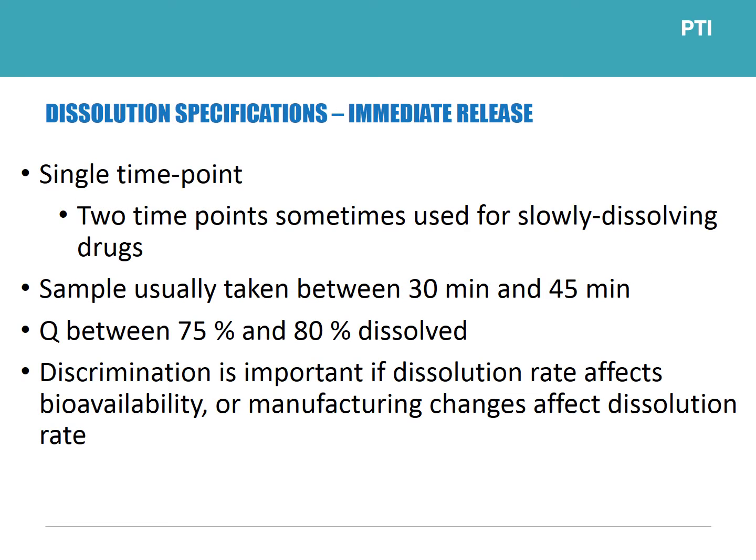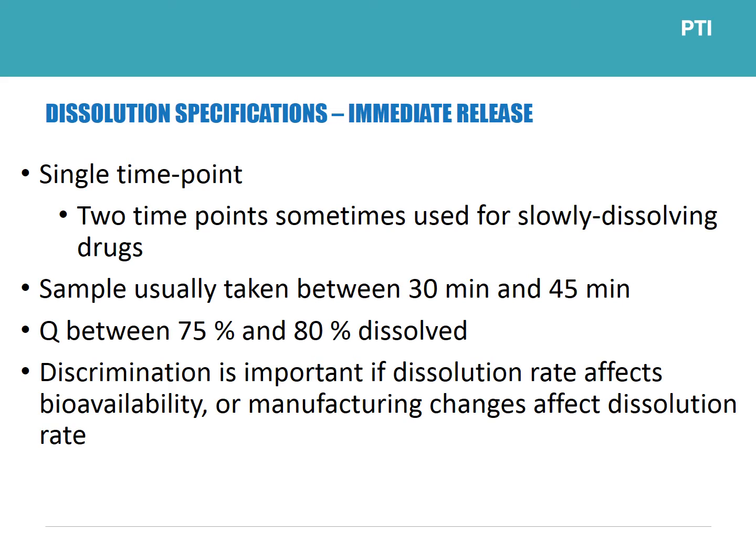The way in which we set dissolution specifications varies depending on the way in which the drug product is designed. For immediate release drug products, we usually set a single time point specification, except where the drug dissolves very slowly, where we may want to set 2 time points, one early in the dissolution profile and one close to quantitative release, to make sure that we're characterizing that drug product dissolution profile adequately. For single point specifications, we normally take the sample between 30 minutes and 45 minutes, and we set a Q usually between 75% and 80% dissolved.